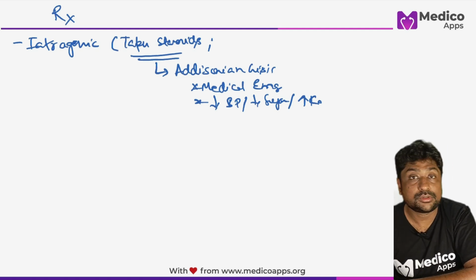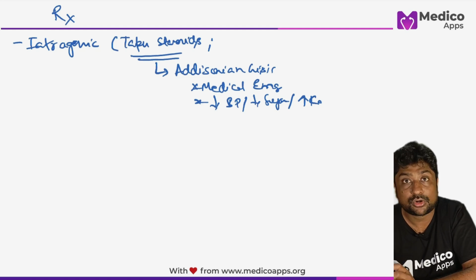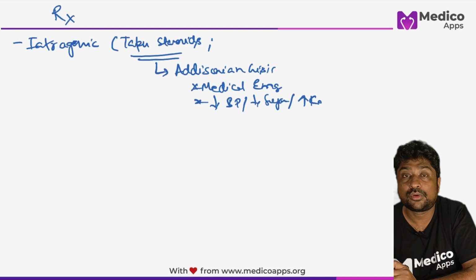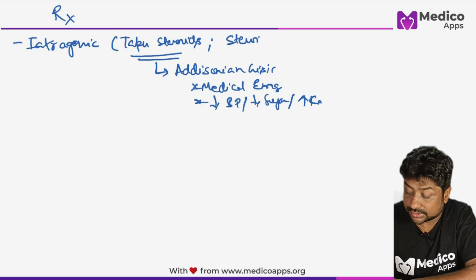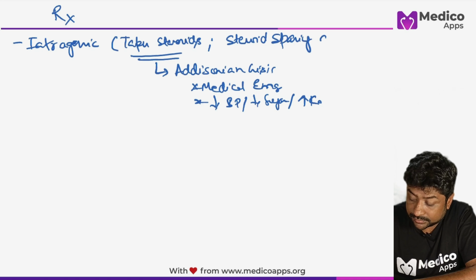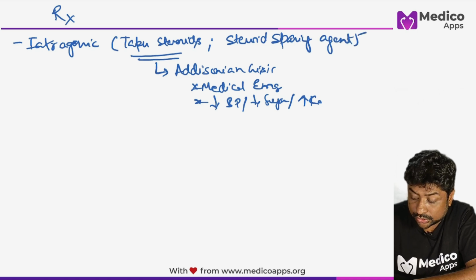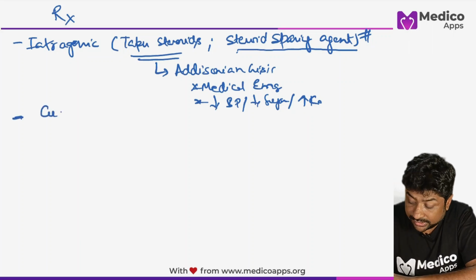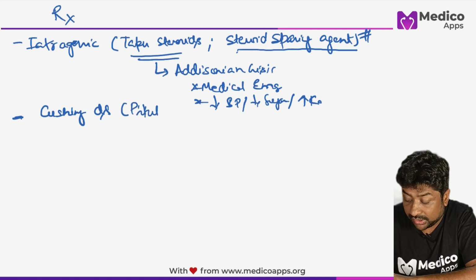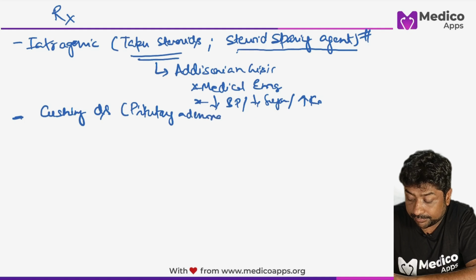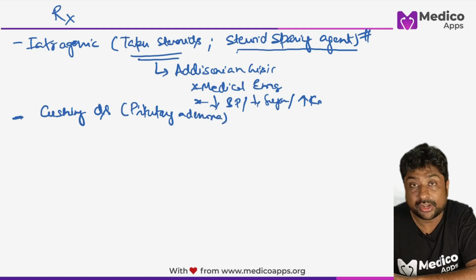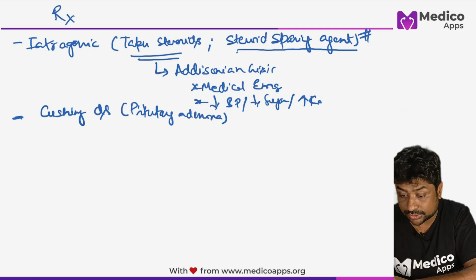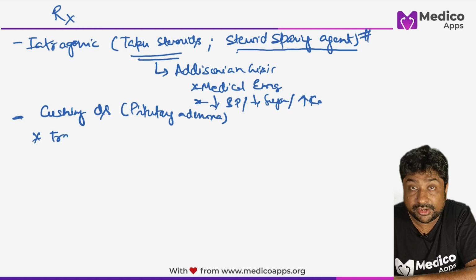Also, because you use steroid for various autoimmune disorders, when you stop steroid, there will be chances of flaring up of those autoimmune disorders. So we use steroid sparing agents. There are multiple steroid sparing agents, and we have created a specific masterclass on steroid sparing agents. So please go through that. So that is iatrogenic. If the cause is Cushing disease, remember we refer to Cushing disease only when we are talking about pituitary adenoma. So if it is Cushing disease, the definitive treatment will be surgery.